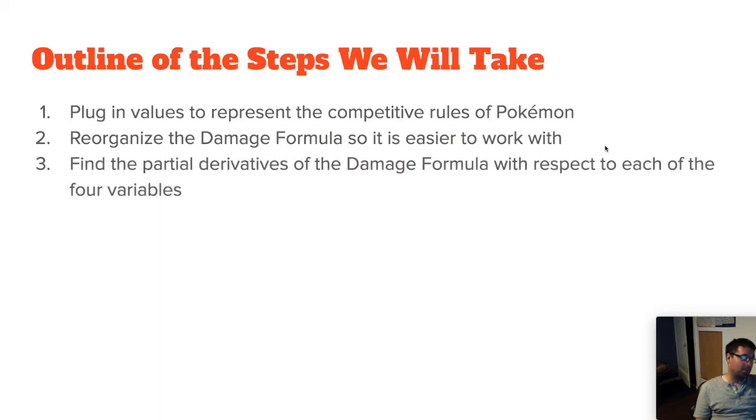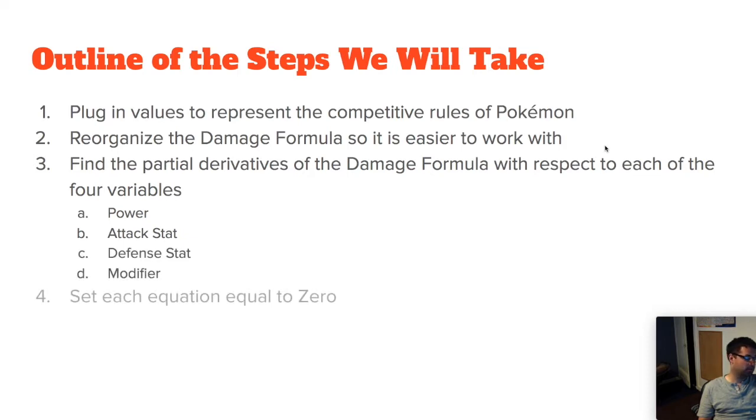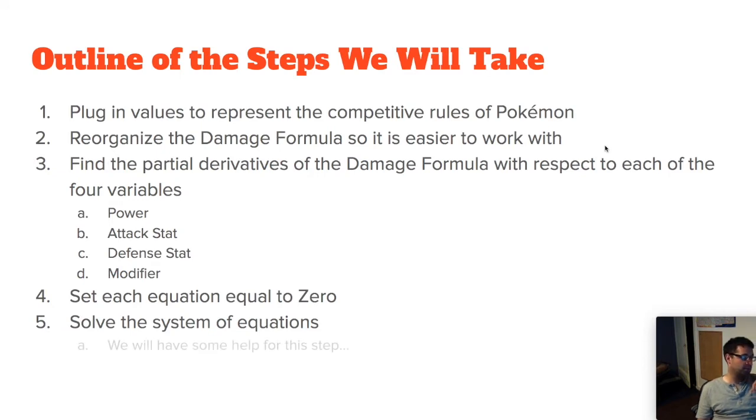Then we're going to find the partial derivatives for each of the 4 variables: power, attack stat, defense stat, and the modifier. Next up, we set each equation equal to 0. Then we solve using our system of equations that we just talked about in the last episode. We will have some help for this last step because it is a little bit tricky when we have 4 variables and 4 equations.